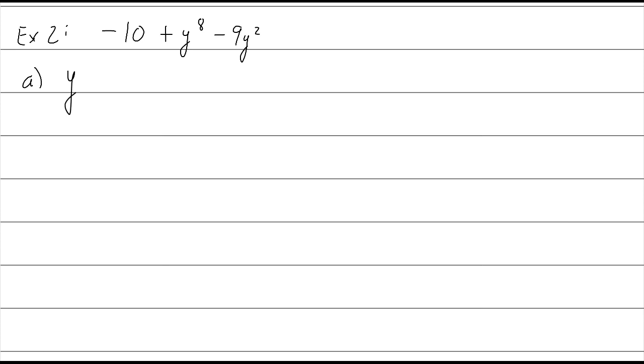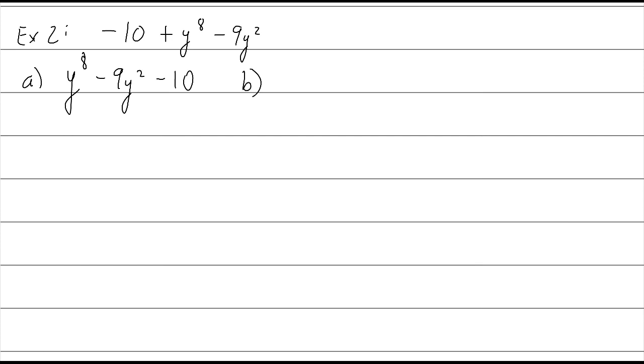Positive y to the 8th. If it were a negative y to the 8th, of course, you just put a negative there. Okay, then I see y squared, so negative 9y squared, or minus 9y squared, and then minus 10. Okay, there we go. Now it's in the order that they prefer.